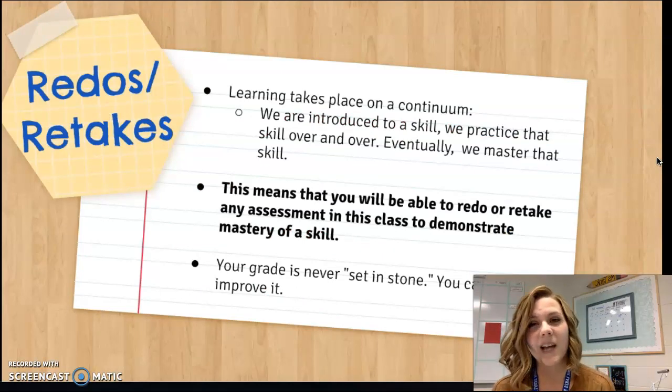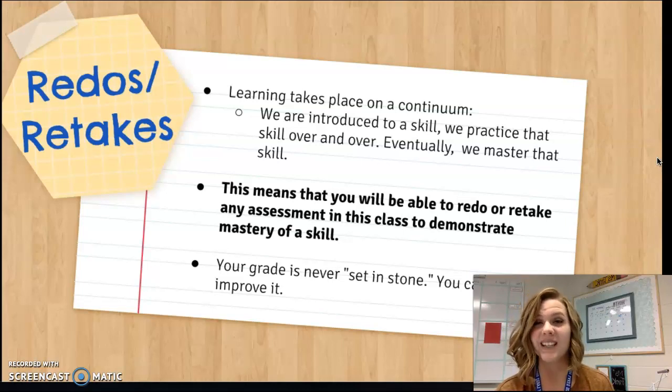On the next few slides, I'm going to be sharing some policies and procedures with you. The first policy I want to share with you is my policy on redos and retakes. So first, I want you to know that I believe that learning takes place on a continuum. That means that we're introduced to a skill, we practice that skill over and over again, and then eventually we master that skill. So that means that you will be able to do redos or retakes on any assessment that we do together in class.